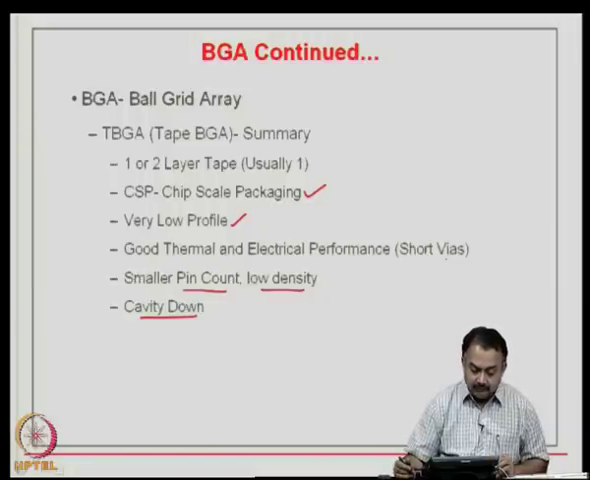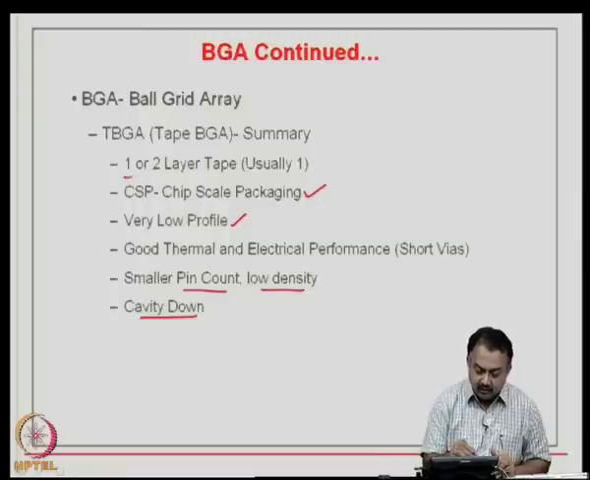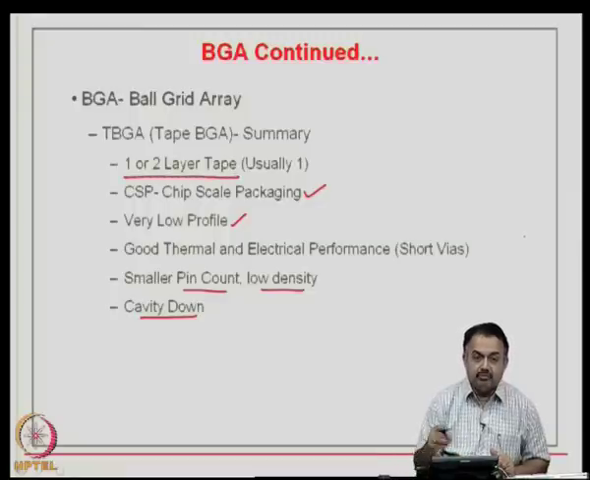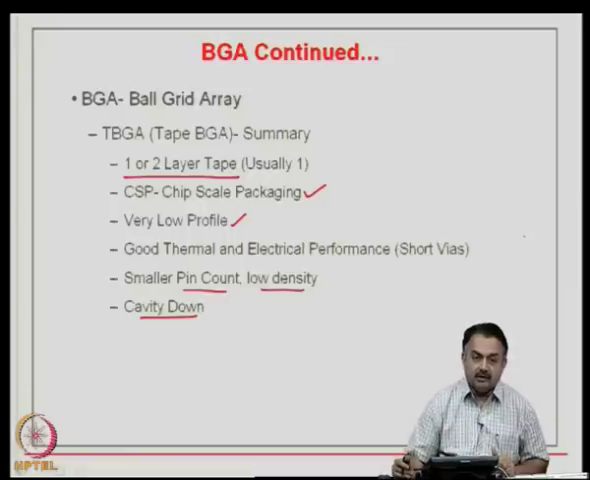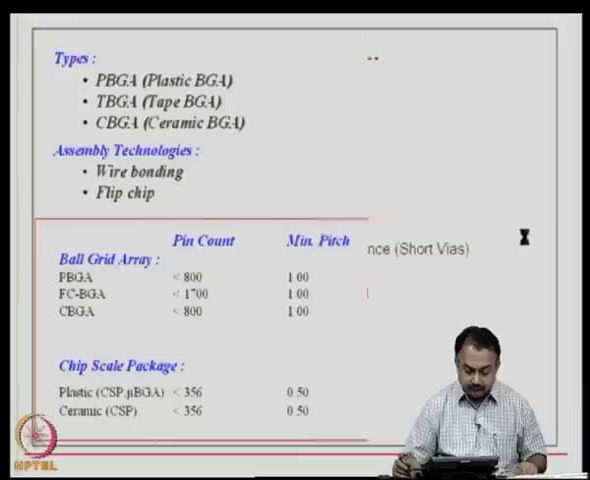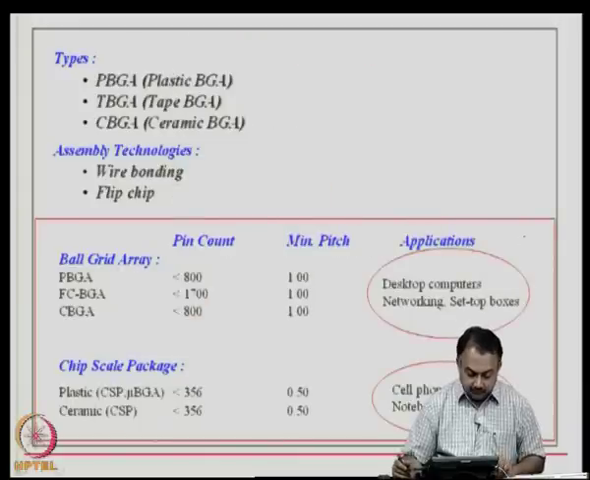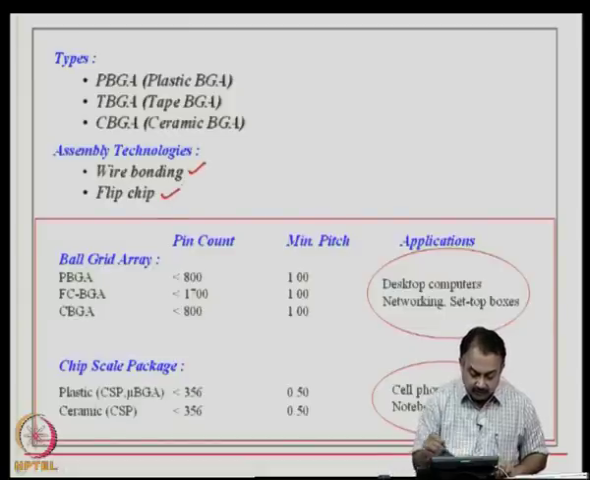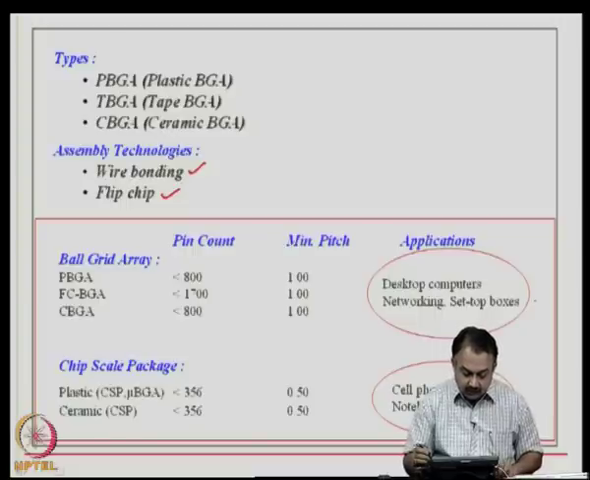So, the interconnects can come in a 1 or a 2 layer tape, and it is easy to build the ball grid around this, including the interconnection to the die. So, as a summary, we will see that there are 3 types: plastic ball grid array, tape ball grid array and ceramic ball grid array. Technologies can be wire bonding or flip chip, and then these at a glance will give you the application areas.